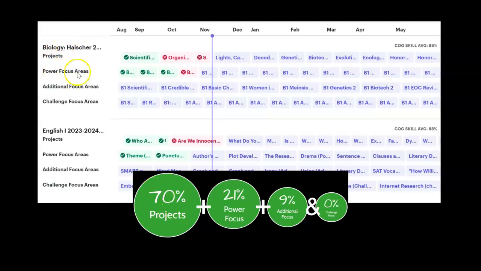All right, so this was just what I reminded you of before. Projects are 70%, power focuses are 21%, additional focuses are 9%, challenge focus areas are 0%. So that is the grade breakdown for this year view.